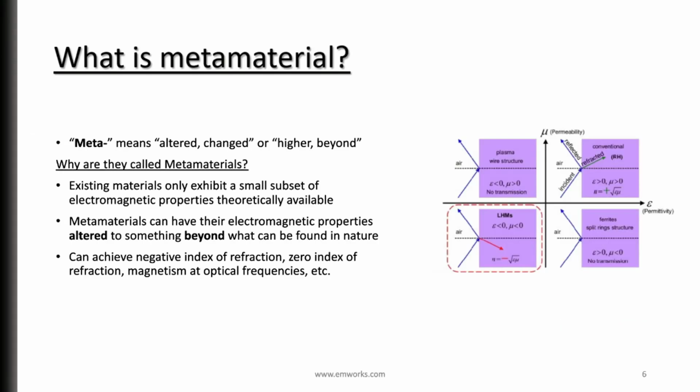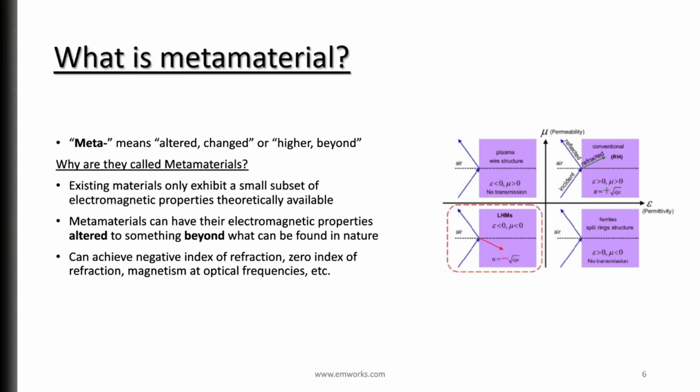Our design today will be metamaterial-based antennas. But first, what is metamaterial? This word is a combination of meta and material. Meta is a Greek word which means something beyond, altered or changed. Metamaterials can have their electromagnetic properties altered to something beyond what can be found in nature.